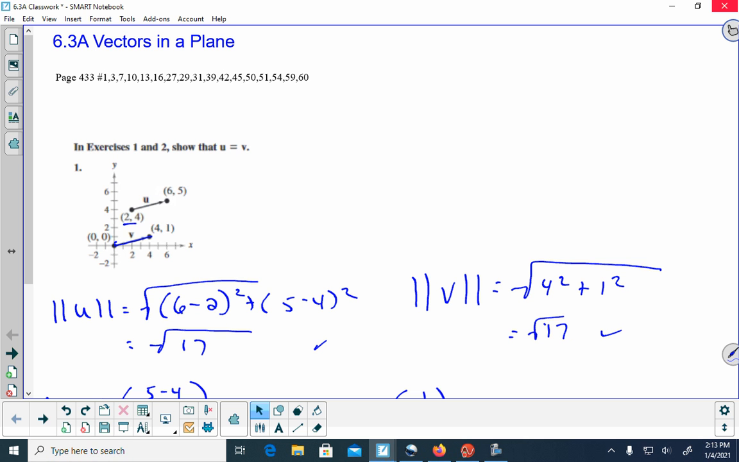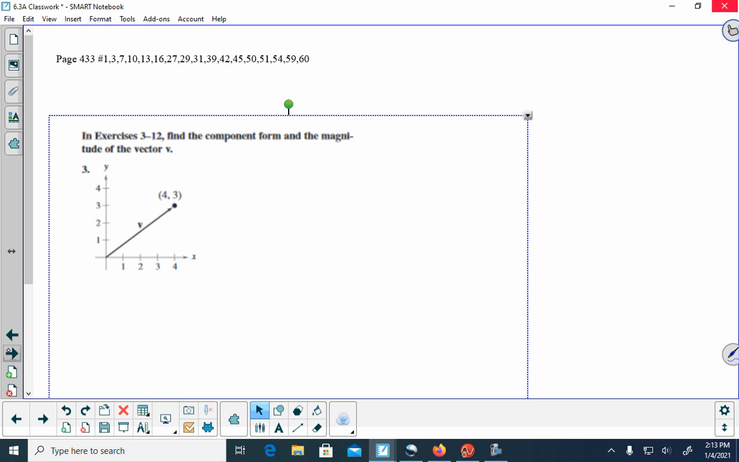The other way is I could have found the component form with this. So that would have been 6 minus 2, and then 5 minus 4. And when I do that, I get 4, 1, which is the same as what occurs there. So that's another way I could have found that those two vectors are the same. They have the same component form. Same magnitude, same angle direction.